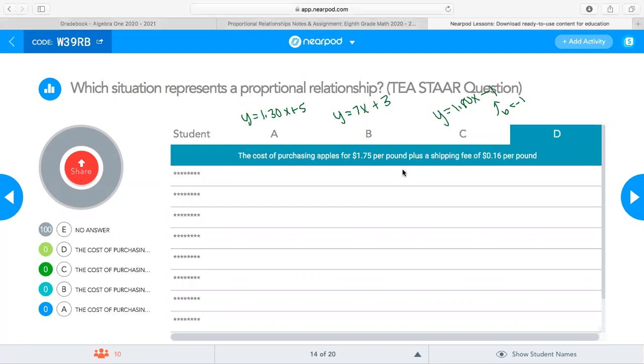But wait a minute. Hold on, let's read D. The cost of purchasing apples is $1.75 per pound, plus a shipping fee of 16 cents per pound. Wait a minute. What do you think? What would the equation for this one be? They both say per pound. What am I gonna do here?